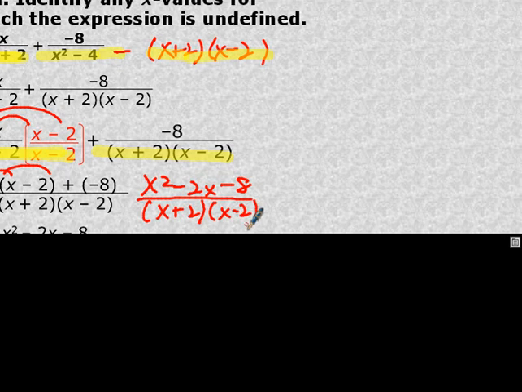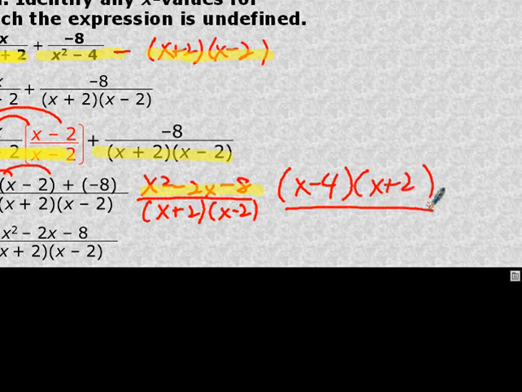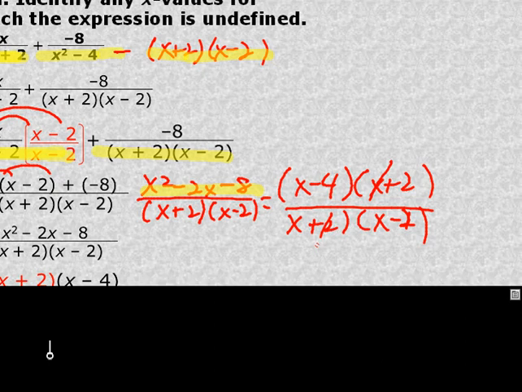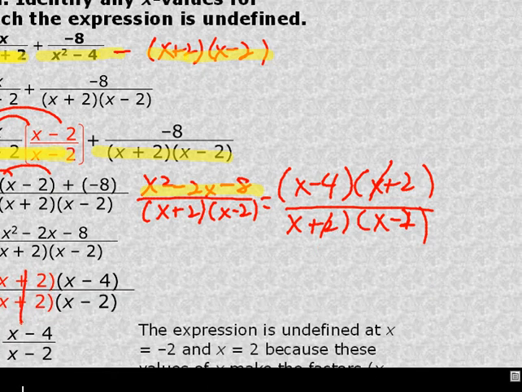This isn't fully simplified because we can factor this. This can be factored into, what is it, x minus 4, x plus 2. And notice now we can simplify it by crossing those out. And so the final simplified answer would be x minus 4 divided by x minus 2.